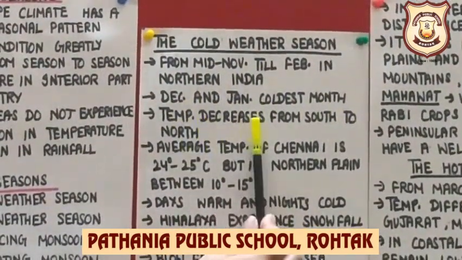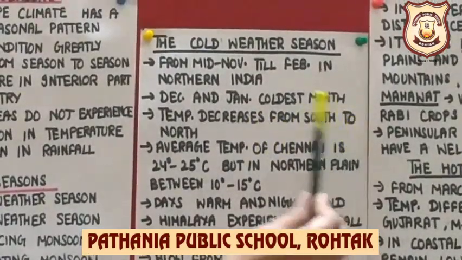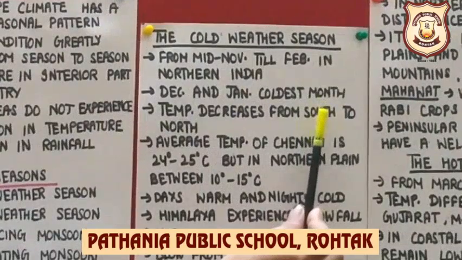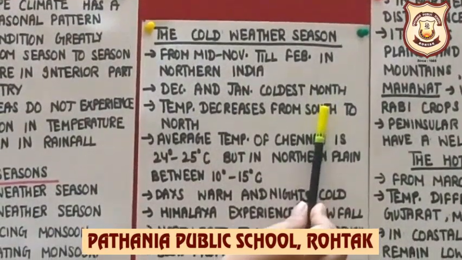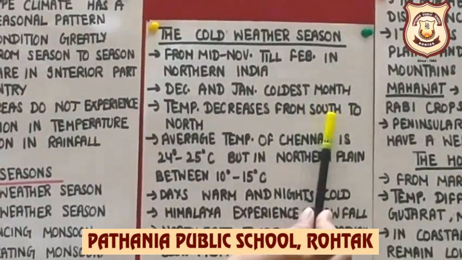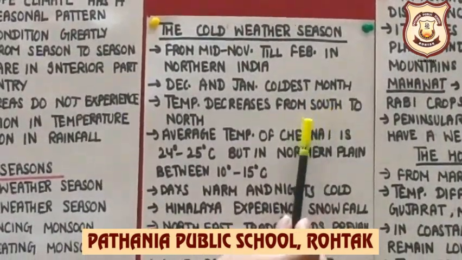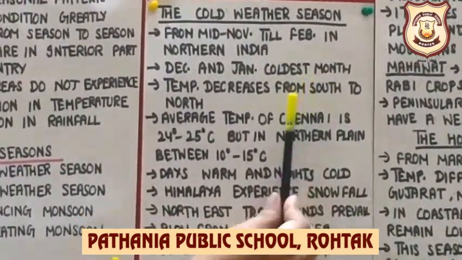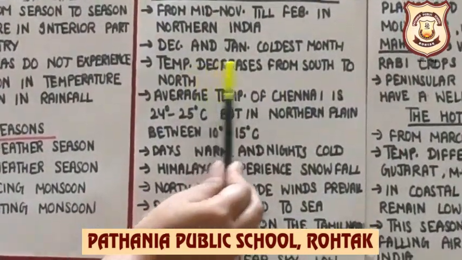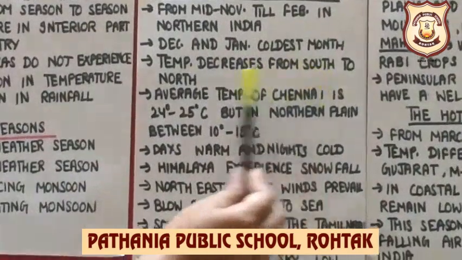But the temperature decreases from south to north. As we know, the south is 8 degrees away from the equator. So whatever area is nearer to the equator, the temperature will be high, and as we go far away from that, the temperature will be low. So this is the reason behind this: the temperature decreases from south to north.